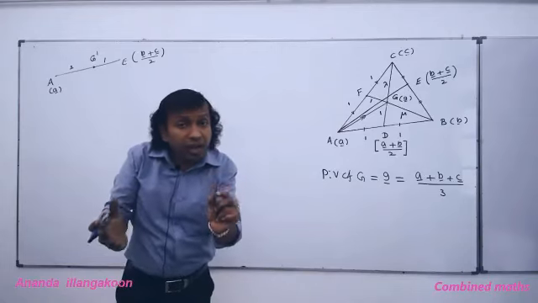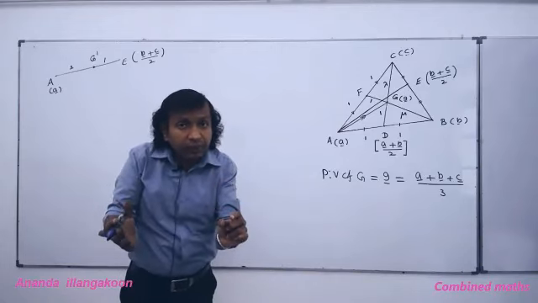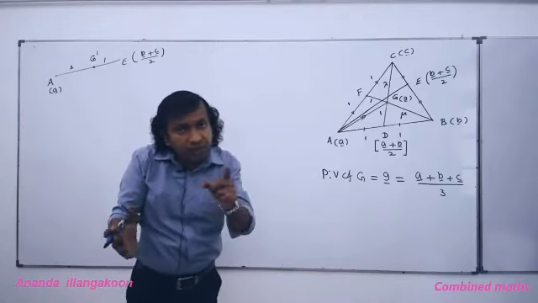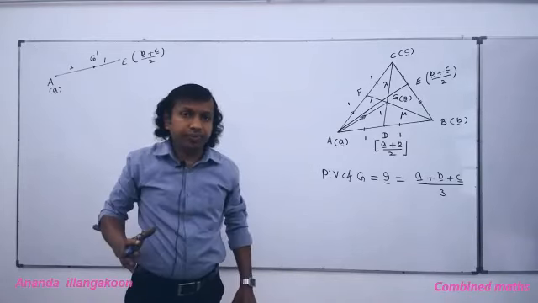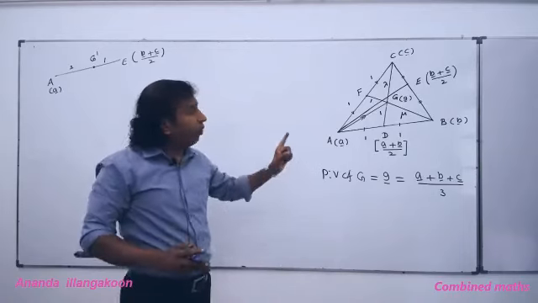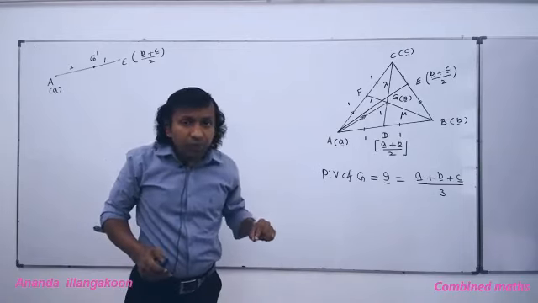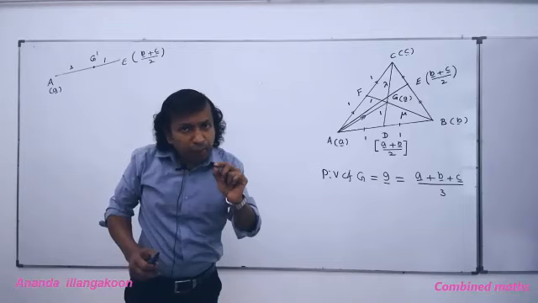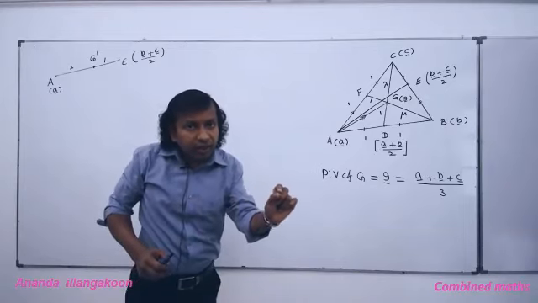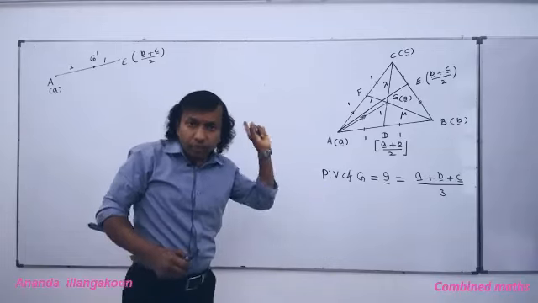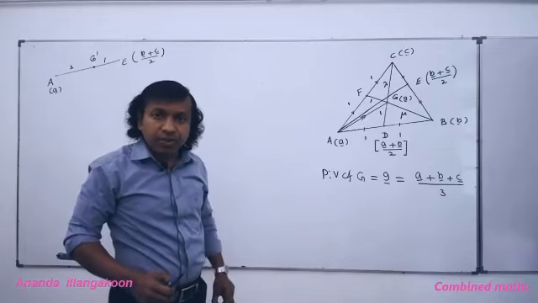You can mark on that line a point that divides the whole line in the ratio 2:1. Such a point is available for any line. Here also, on this line AE, we can mark a point that divides the line in the ratio 2:1. That point I have taken here as G dash.